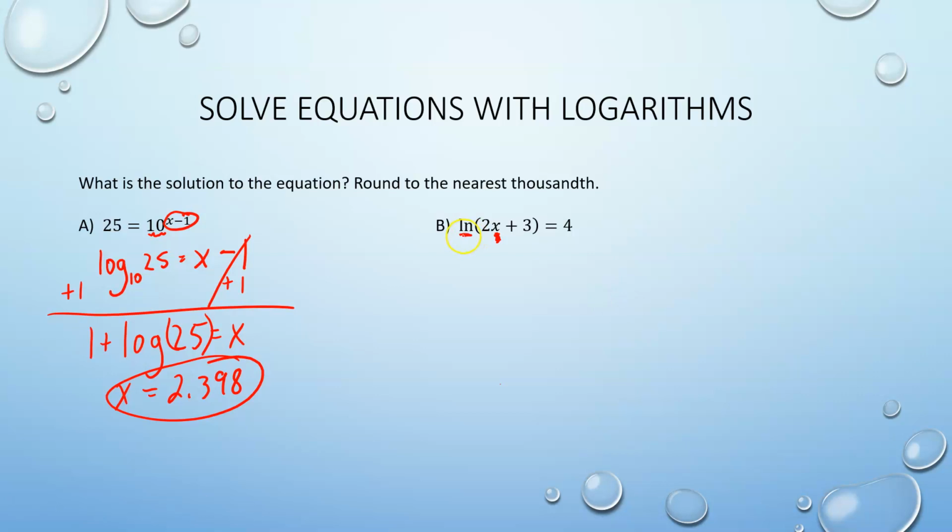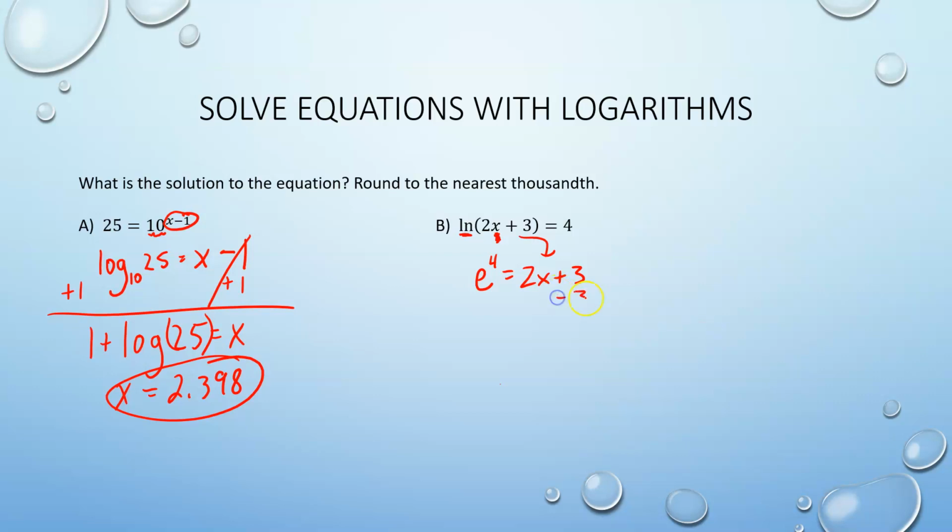Now, as soon as I see natural log, I need my base because my base is the same. Natural log means it has a base e. So e to the 4th power equals 2x plus 3. Because what you're taking the log of ends up by itself on the other side when you convert to exponential. Now, there's two different ways you could do this. You could type e to the 4th into your calculator right now and turn it into a decimal. And that's what the book does for the most part. You are free to do that.